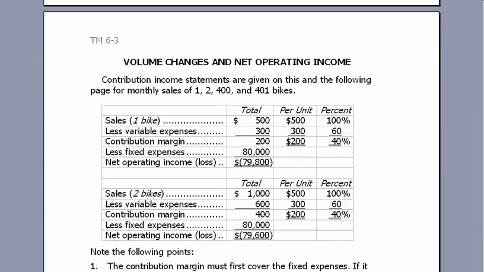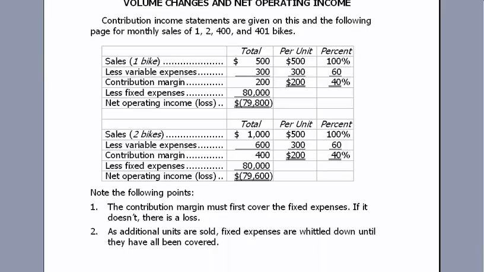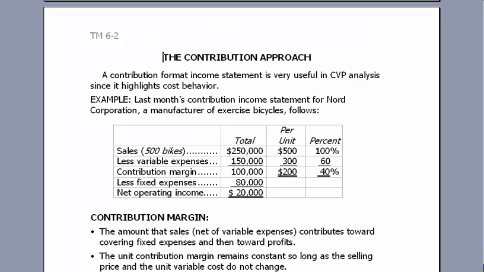Okay. And now what happens if we just sell one bicycle? Our total sales will be 500, our variable costs will be 300, our contribution margin will be 200. Our fixed expenses for this particular scenario is 80,000, so we would lose $79,800. Notice that when we sell two bicycles, the contribution margin is slowly but surely getting rid of our net loss by $200 for every bicycle that we sell.